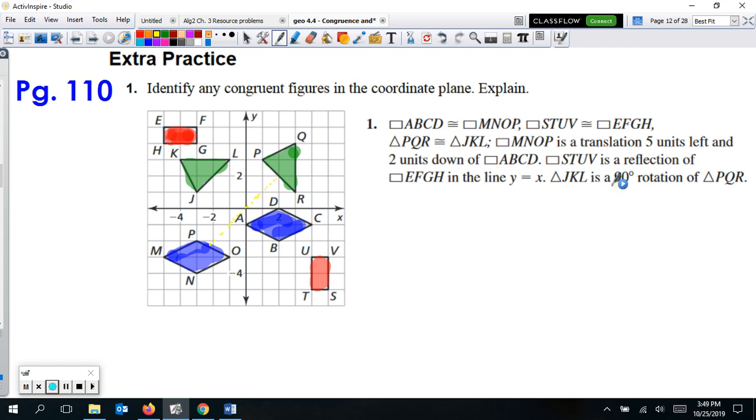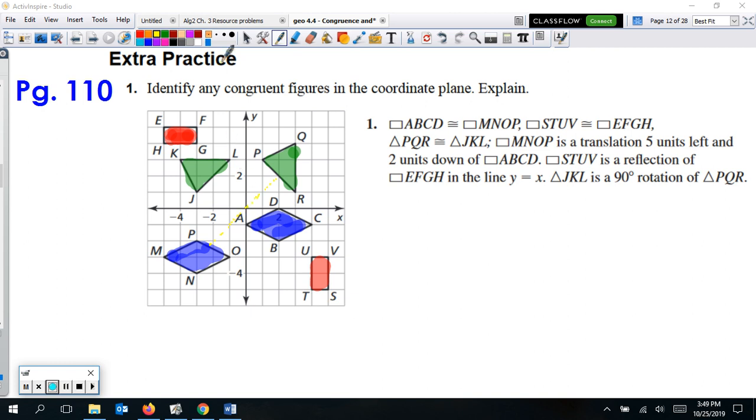And then the last one here, this triangle, it's a 90-degree rotation from one triangle to the other. It's saying from JKL, that's this one, over to here. That would actually go clockwise, but you could go counterclockwise to get to this one. Either way, it's a 90-degree rotation. You're just turning it 90 degrees about the origin. The origin would be the center point.